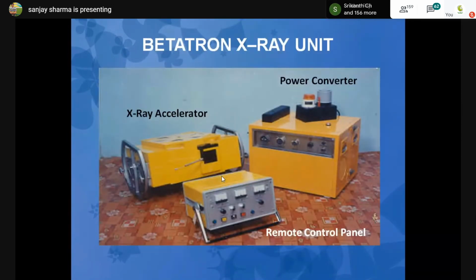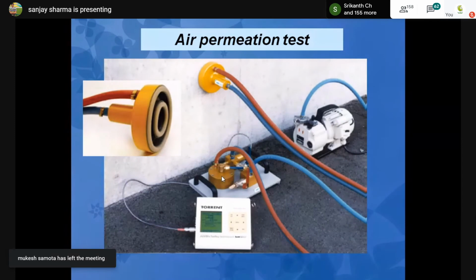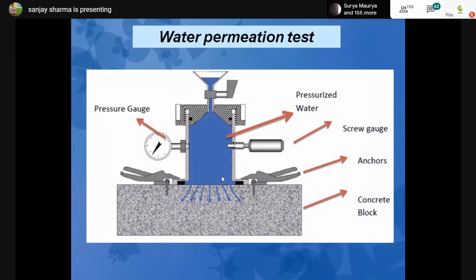So this is the X-ray unit. You can do that. This is the test to find out the air and water permeability at site. At many places we have to find out the water permeability, water penetration, etc. So if our cube has failed this permeability test, or if concrete has been cast, you have to find out what is the penetration of the water, whether it is within the permeable limit or not. So this test can be used.